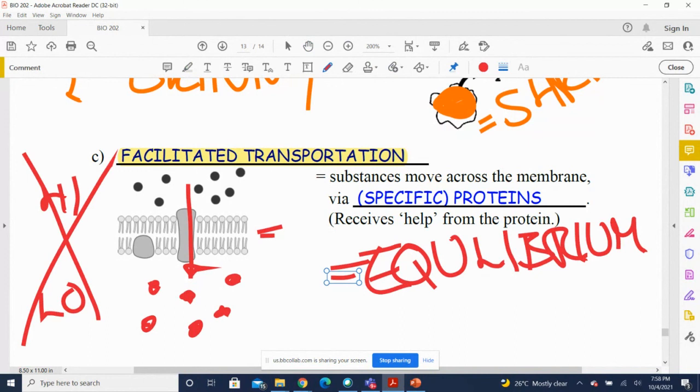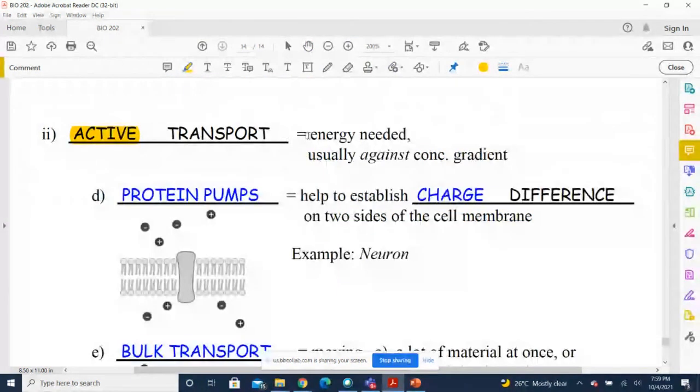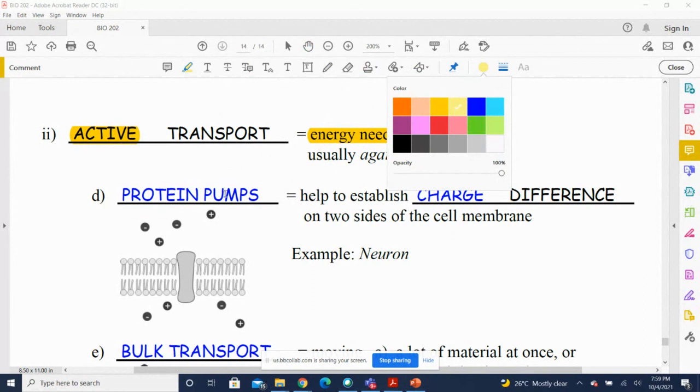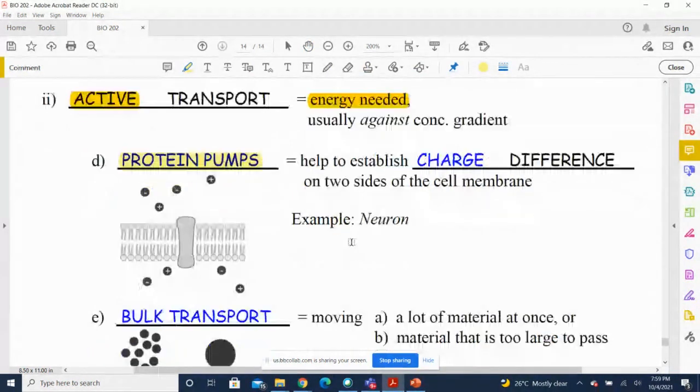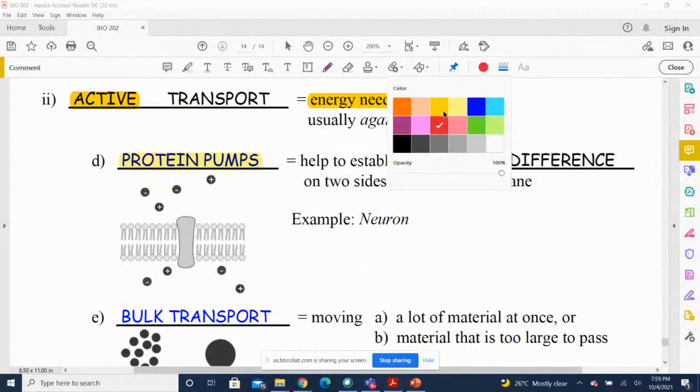The two examples of active transport that I wanted to discuss with you. Let's start with protein pumps. The big thing to remember here is that we do use some energy. If we are doing active transport, that is usually referring to the fact that we are moving materials against a gradient. So we're making materials go where they normally wouldn't go. So we have to use energy to move them where they normally wouldn't go.